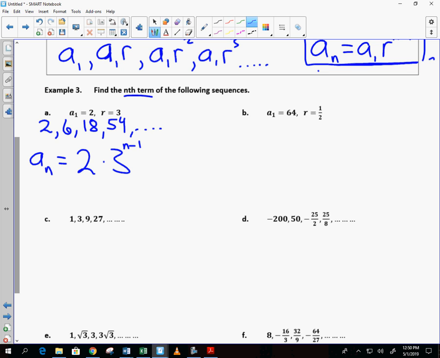So this one, I have 64 as my first term. What's my second term? 32, then 16, then 8. Good job. You guys are smart. So I have a sub n is equal to the first term, which is 64, times 1/2 raised to the n minus 1 power. That's it.